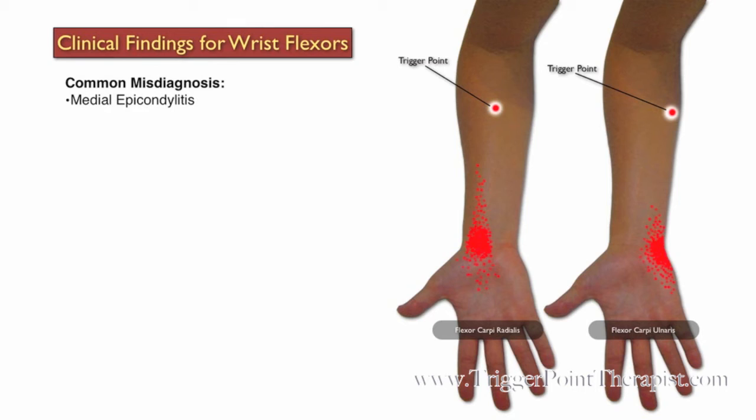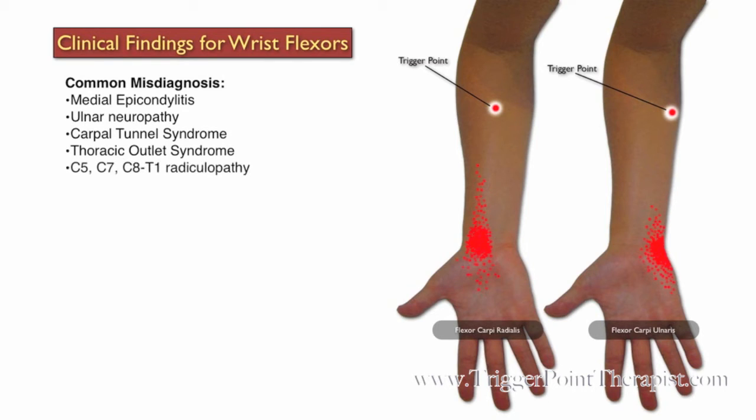Common misdiagnoses for active trigger points in the wrist flexors include medial epicondylitis, ulnar neuropathy, carpal tunnel syndrome, thoracic outlet syndrome, and C5, C7, and C8 to T1 radiculopathy.